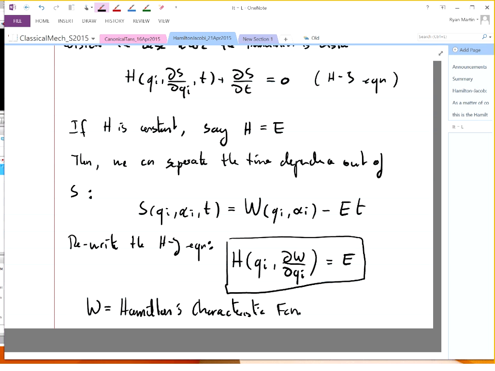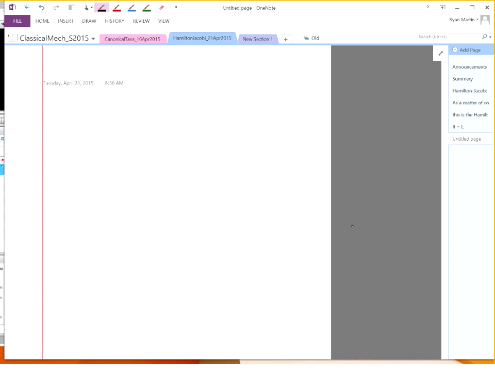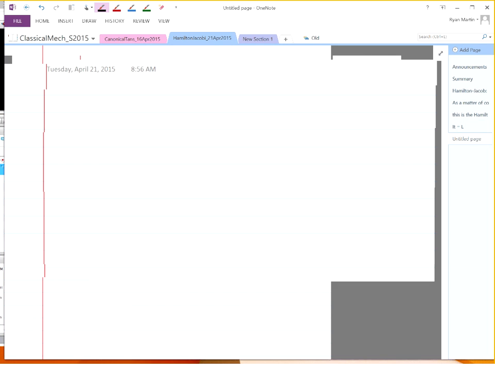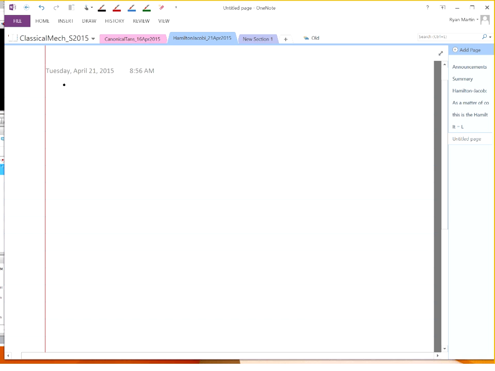Alright, so this is all very abstract. How does this actually give us a partial differential equation for anything in the real system? So let's do an example of following this. This is example 8.5. And it's the simple harmonic oscillator with the Hamilton-Jacobi equation.